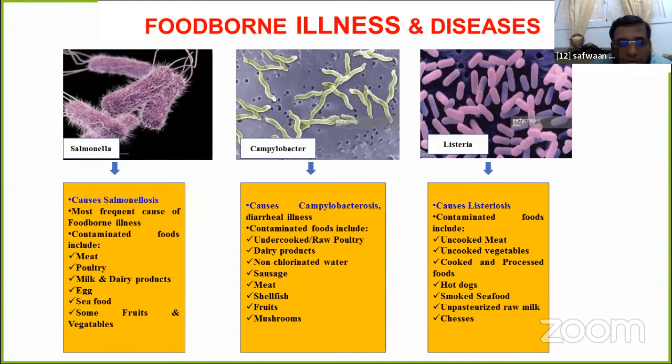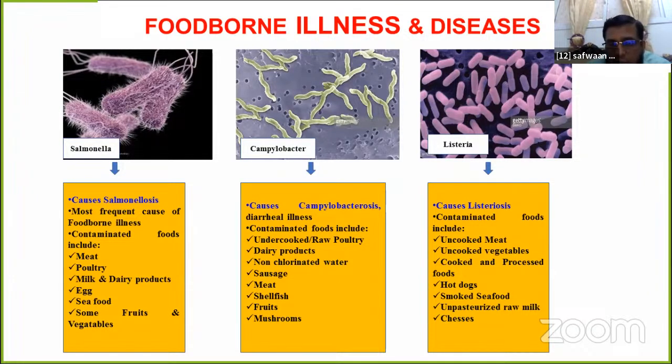Then coming to Campylobacter, the most important species here is Campylobacter jejuni. It is a microaerophile, needing a small amount of oxygen and carbon dioxide. It is a very tricky organism to grow in the lab, and needs special instruments to cultivate. It is commonly contaminating foods, including undercooked raw poultry, dairy products, non-chlorinated water, sausage, meat, shellfish, fruits, and mushrooms. Normally, we test Campylobacter in egg and in chicken samples.